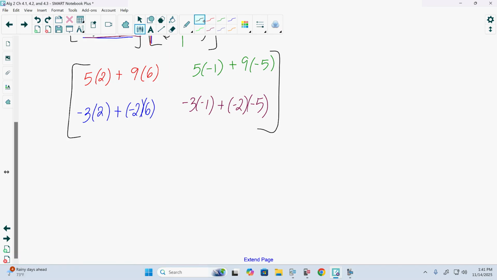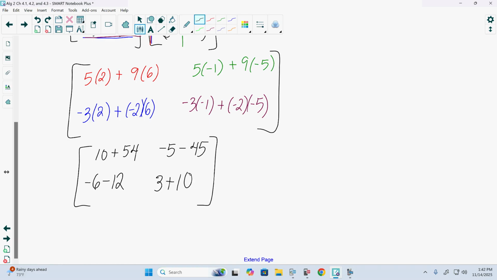So our 5 times 2 plus 9 times 6. At this point we could plug each one in and let the calculator do it for us, or we can say 5 times 2 is 10, 9 times 6 is 54. Here, 5 times negative 1 is negative 5. 9 times negative 5 would be negative 45. Negative 3 times 2 is negative 6. Negative 2 times 6 is negative 12. Negative 3 times negative 1 is 3. And negative 2 times negative 5 is positive 10.